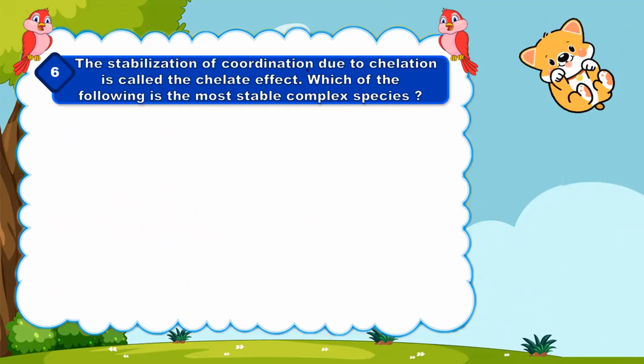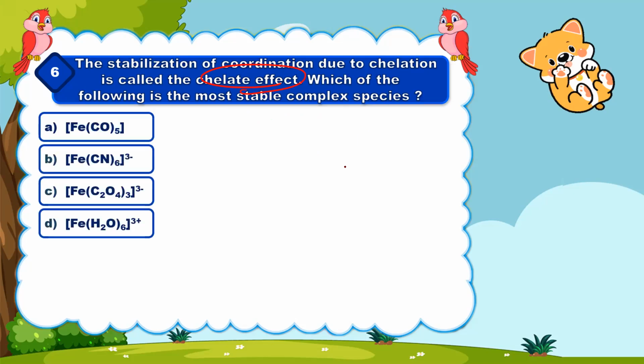The stabilization of coordination complexes due to chelation is called the chelate effect. Which of the following is the more stable complex? Do you understand the meaning of a chelate? Chelate means that which is forming a ring. CO is a monodentate ligand, CN minus is also a monodentate ligand, but oxalate ion is a bidentate ligand, and it forms a ring kind of structure with the central atom. That's why it is called a chelate complex, and it is the more stable complex. Whereas H2O is also a monodentate ligand. Option C is our correct answer.